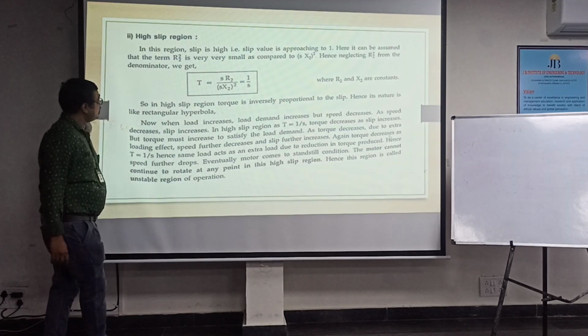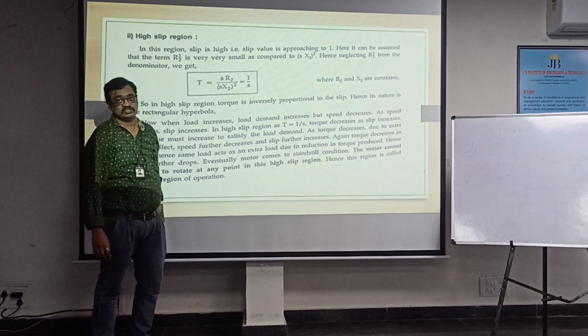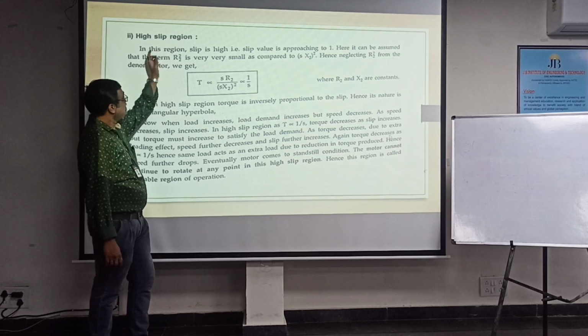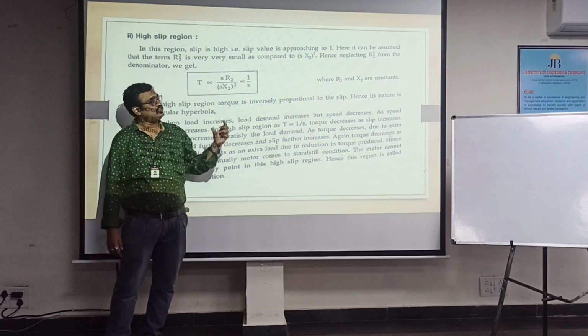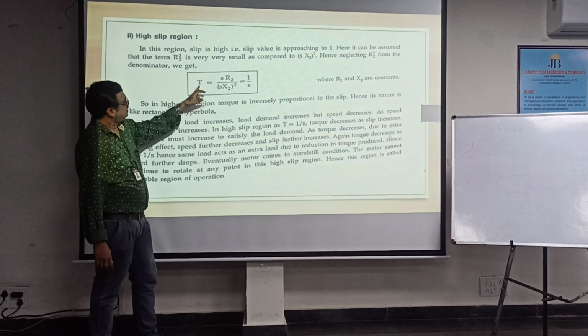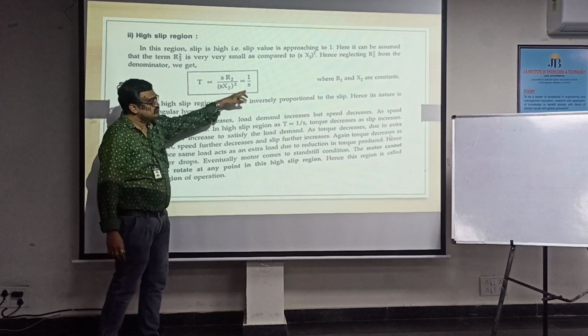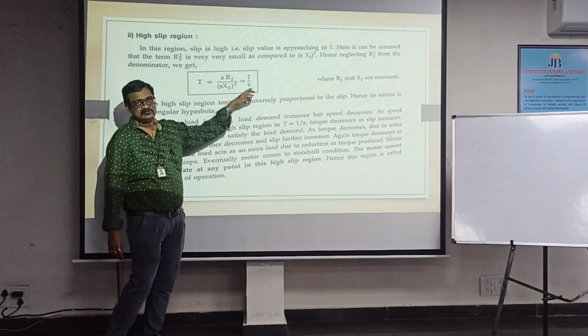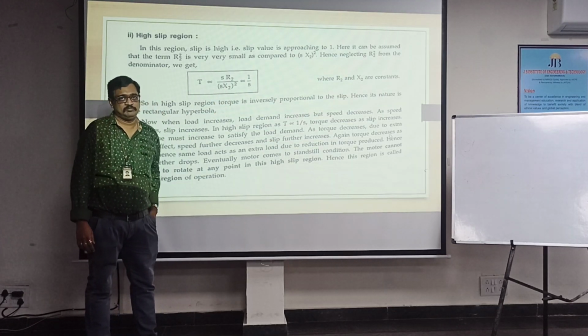Next, this is the high slip region. This is very important. In this high slip region, the S value is large, so the R2 value is neglected. That's why, if you see the torque equation, torque is inversely proportional to slip. As the torque is inversely proportional to slip, you will get a rectangular hyperbola.